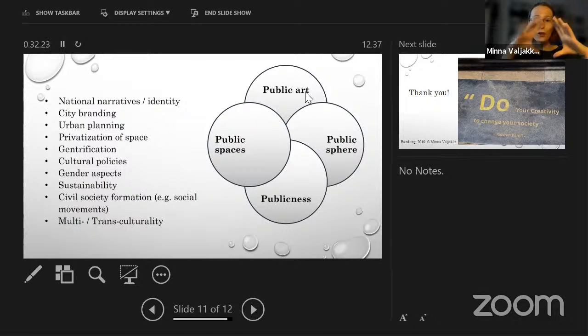And of course, when we look at the global public art scene, there's a lot we can understand from the civil society formation. For example, the social movements, what kind of art they implement when they are on the streets demonstrating against the government. And of course, these questions of multi and transculturality, because we are living in a global world. So is it only the international famous artists who get to do the artwork in your city? Are the locals also promoted and supported at that time when they're doing their artworks, and so on?